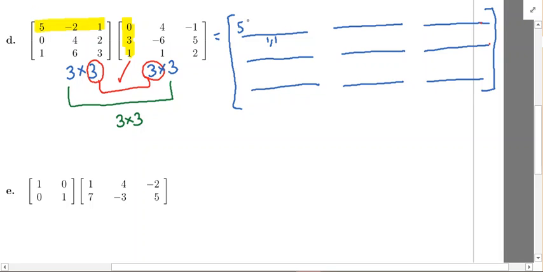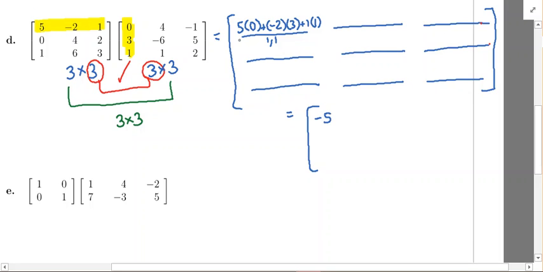We're going to get 5 times 0, the first elements, then the middle elements, -2 times 3, and then the last elements, 1 times 1. Add them up. I am going to go ahead and simplify as I go. So this simplifies to be 0 plus a -6. So -6 plus 1 is -5.